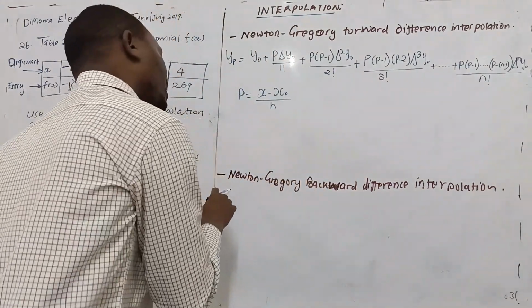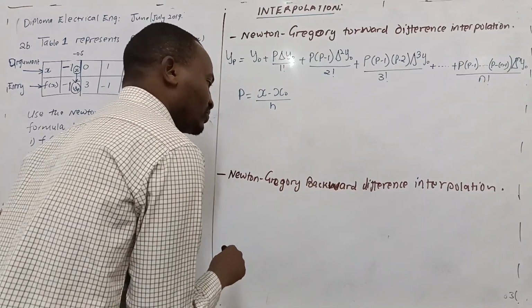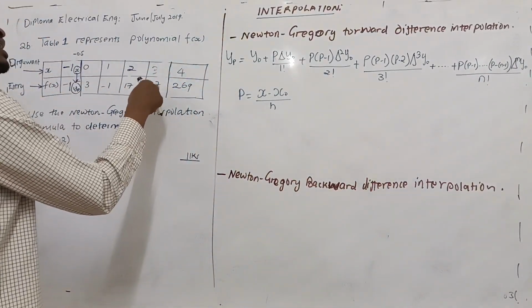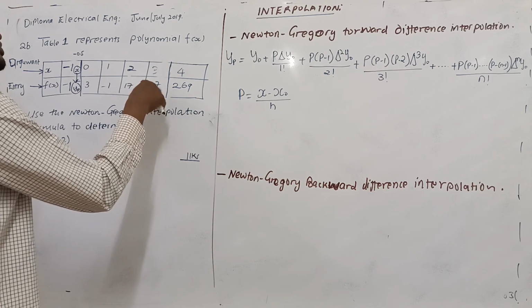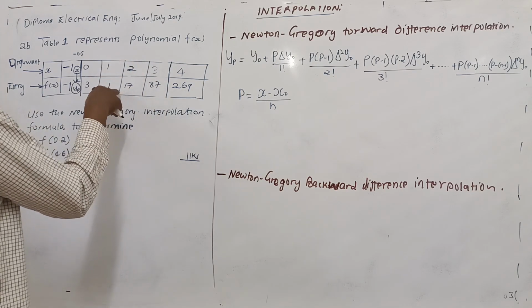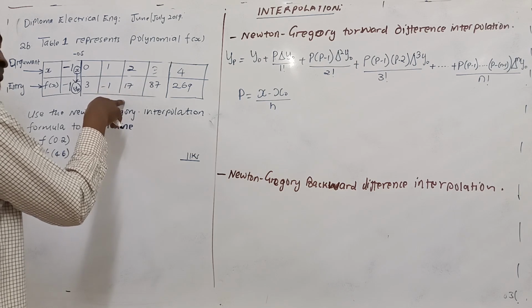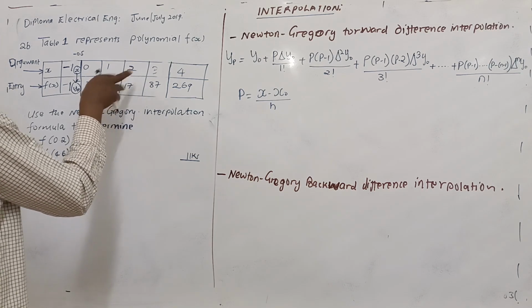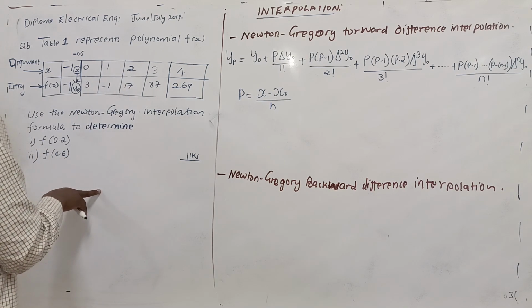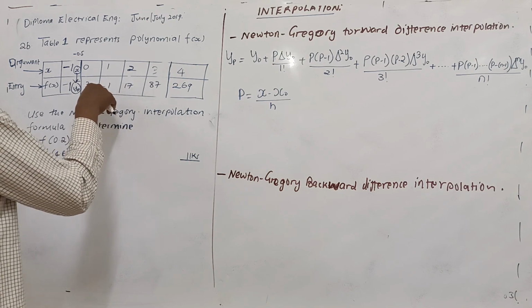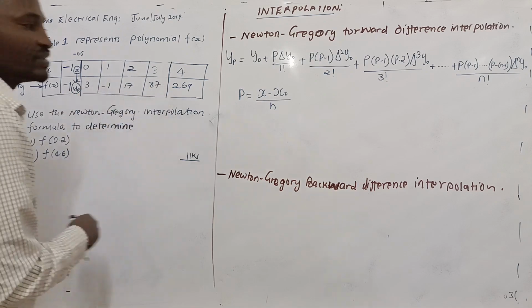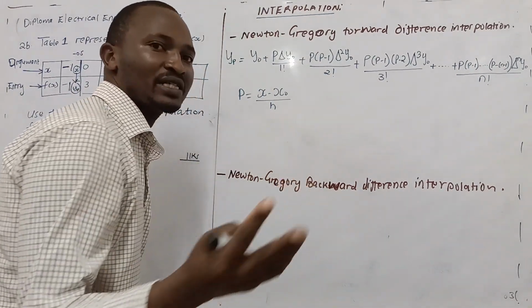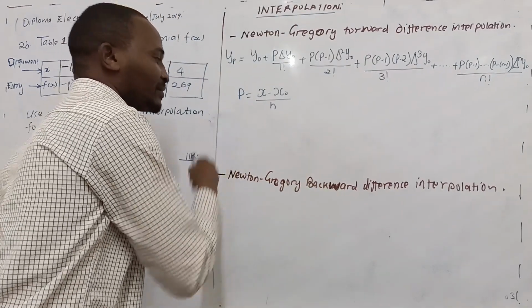Now, for Newton-Gregory backward interpolation, mostly you use it when you are finding the entries at the end of the table. For the middle of the table, there's also another interpolation formula called central difference, but it's not common in exams, so we don't need to discuss it. For values at the center, you can use either backward or forward, whichever. But you have to be careful how you find your P. P is really what makes people miss marks here.